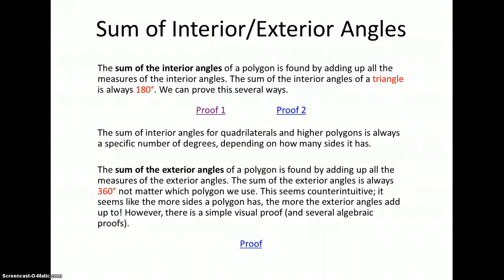We're all convinced it's 180 degrees, but how can we prove it? Here are two very simple proofs, both visual and hands-on, that can show that a triangle always has an interior angle sum of 180 degrees. Listen to this young man.